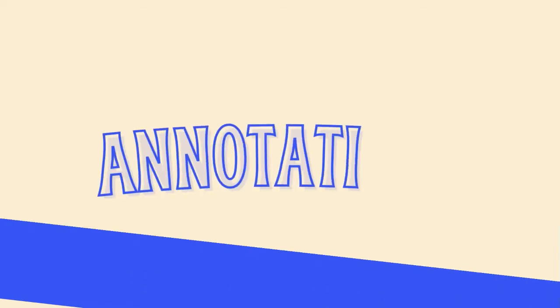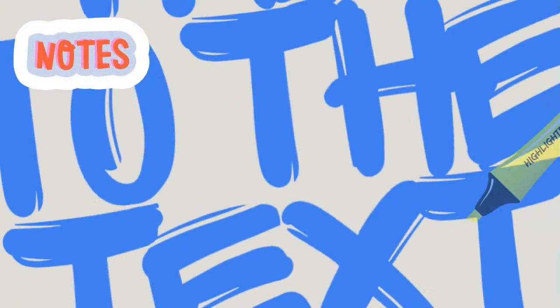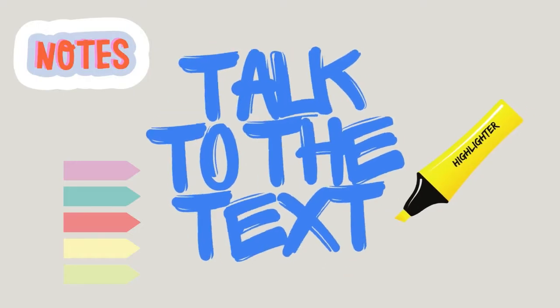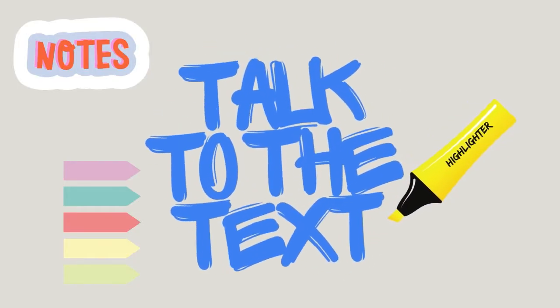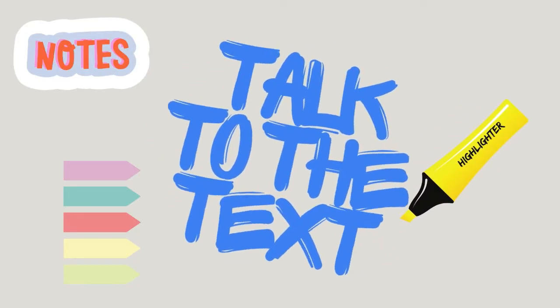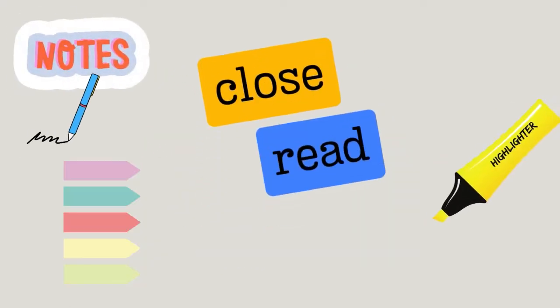Hi friends, in this lesson we're going to be talking about how to annotate. I like to think of annotating as talking to the text. This will make you a more engaged reader. And when you're an engaged reader, you have better comprehension and better retention of the material.